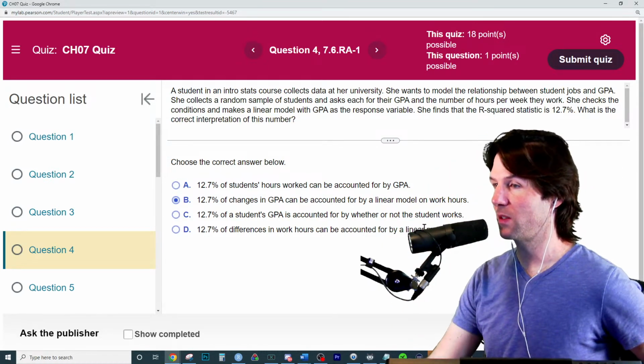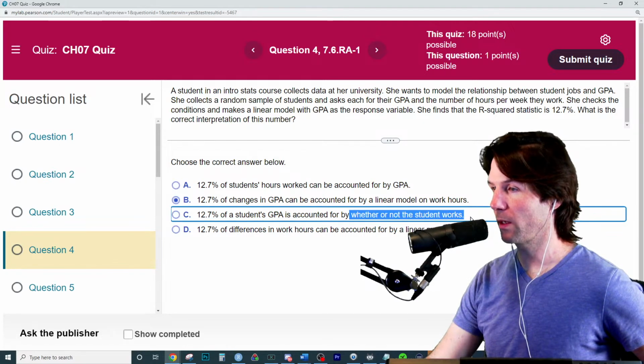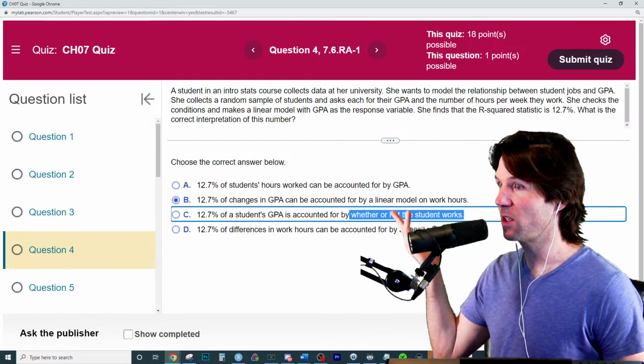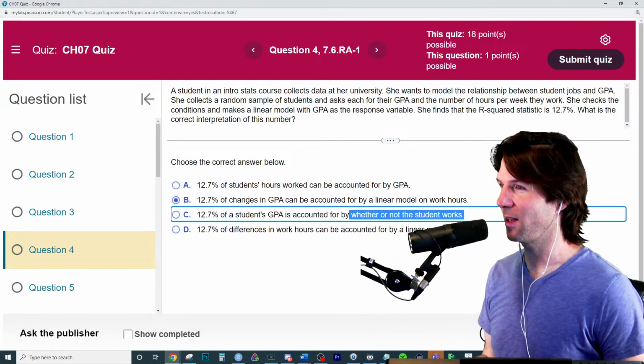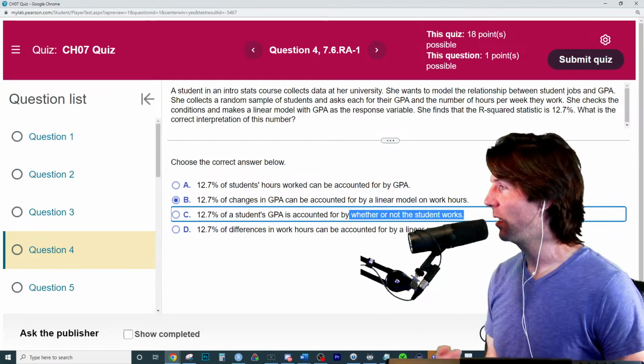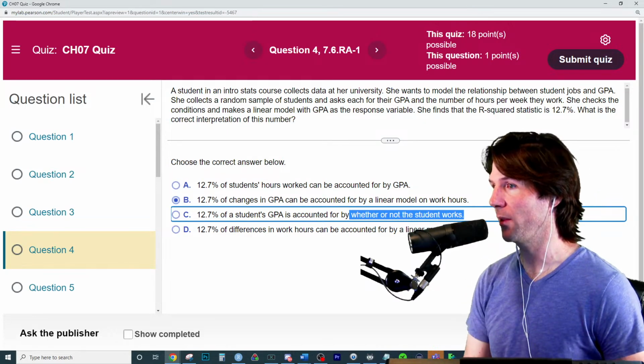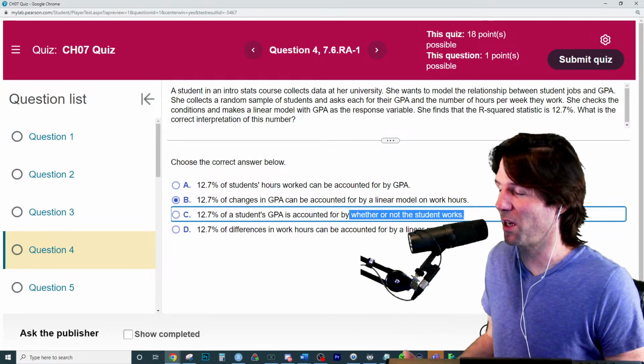The reason the C is wrong right here is that whether or not a student works makes it sound categorical. They mentioned linear model, which is very good. I don't usually say it, but you could say 12.7% of the variation in somebody's GPA is explained by the linear model on the X variable. You can get super technical.